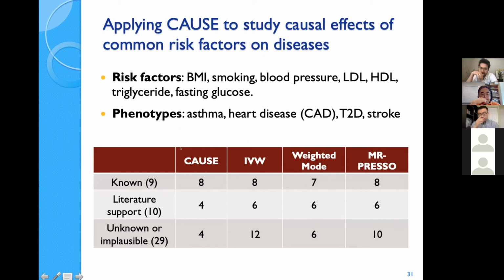The challenge with real data is that we don't know the truth. We don't know whether a risk factor and phenotype pair has a causal effect or not. So we did a very comprehensive literature search, and we classified these pairs as known causal effect, some literature support but unclear, or unknown or implausible. In general, we find the methods agree for the known cases, and the literature support cases are also somewhat similar. But in the unknown or implausible category, CAUSE finds only 4, whereas other methods find a lot more. So we believe that most of the last category are probably false positives.